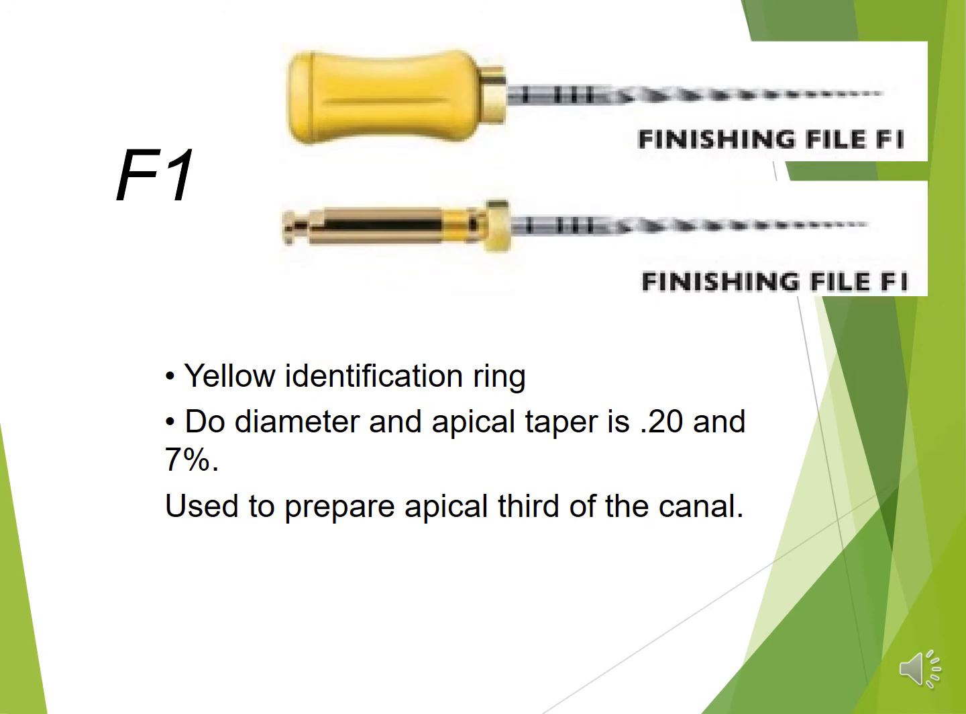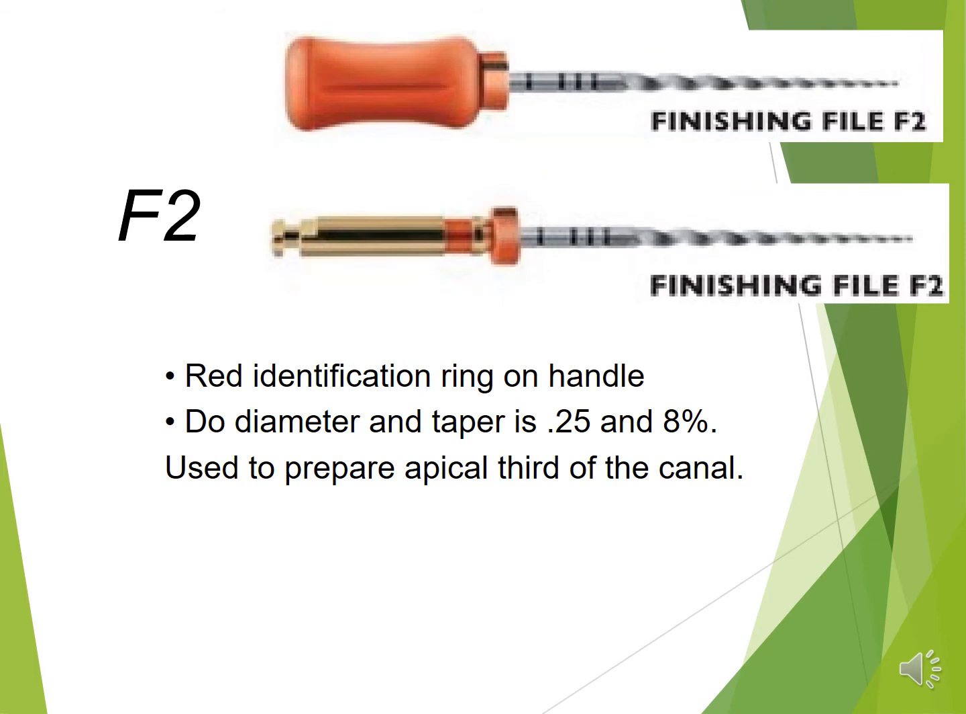Coming to the first of the finisher files, F1, which has a yellow identification ring. The D0 diameter at the tip is 0.20 and the apical taper is 7%. This is used to prepare the apical third of the canal. F2 has a red identification ring on the handle. The D0 diameter is 0.25 and the apical taper is 8%. Again used to prepare the apical third of the canal.